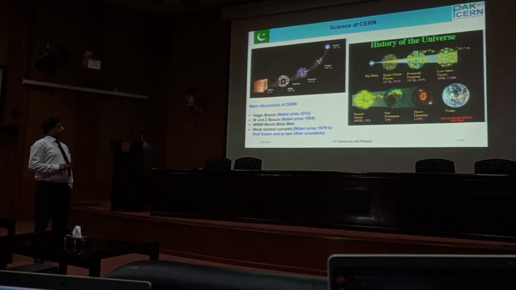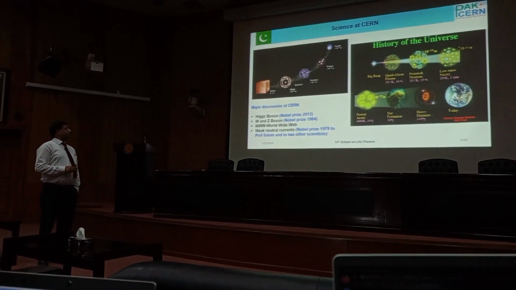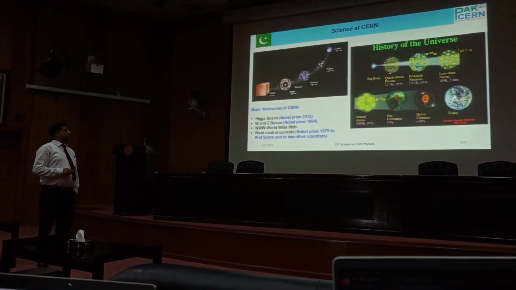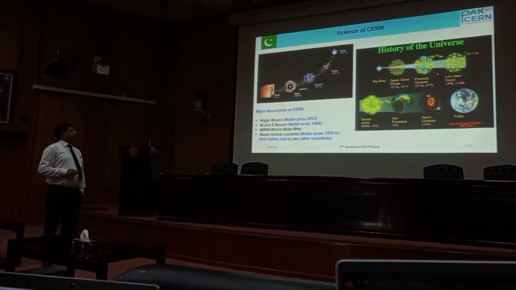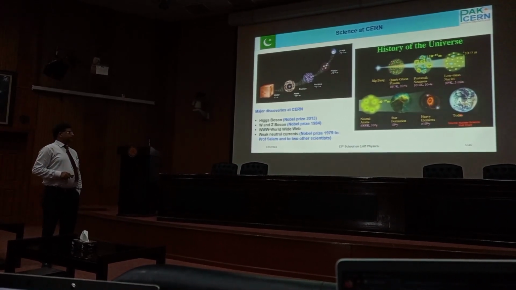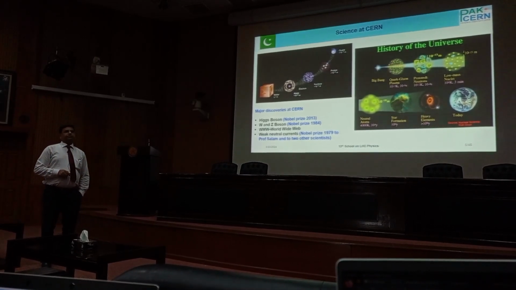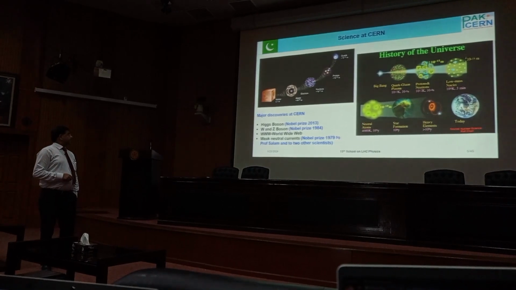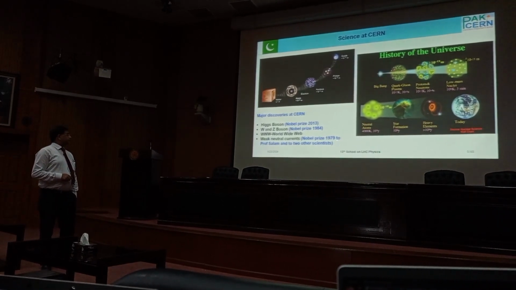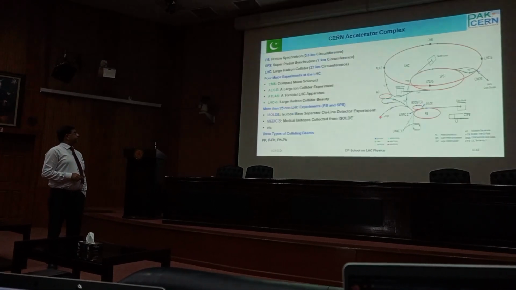At CERN they study at the quark level. After the Big Bang, the matter was in the form of quark-gluon plasma, and then protons and neutrons, and then low mass nuclei. So the major discoveries at CERN are the Higgs boson, and then the muon and Z boson, and then we use the terms that were predictions, currently a prediction by Professor Islam.